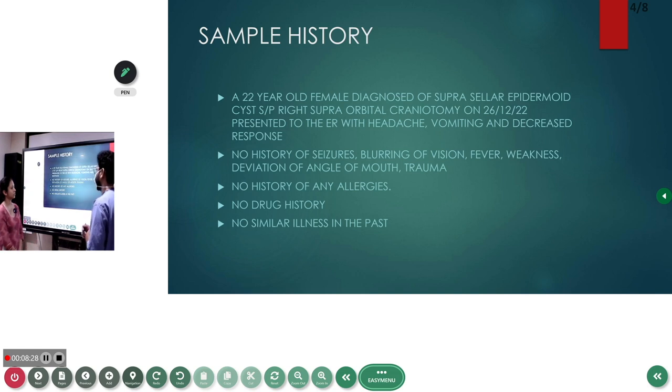Coming to sample history: a 22-year-old female diagnosed with suprasellar epidermoid cyst, status post right supraorbital craniotomy on 26/12/2000, presented to the ER with headache, vomiting, and decreased response. There was no history of seizures, blurring of vision, weakness, deviation of angle of mouth, or trauma. No history of any allergies, no drug history, no similar illness in the past.